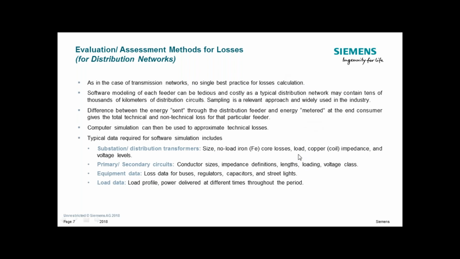Typical data required for the simulations: for substations, size, node load, iron core losses, load copper losses, coil impedance, and voltage levels. That is the data required for a substation or distribution transformer. For primary and secondary circuits, you need conductor size, impedance definition, length, loading, and voltage class. Equipment data includes loss data for buses, regulators, capacitors, and street lights. Then load data, the load profile and power delivered at different times through the period. These are the most important data we require.